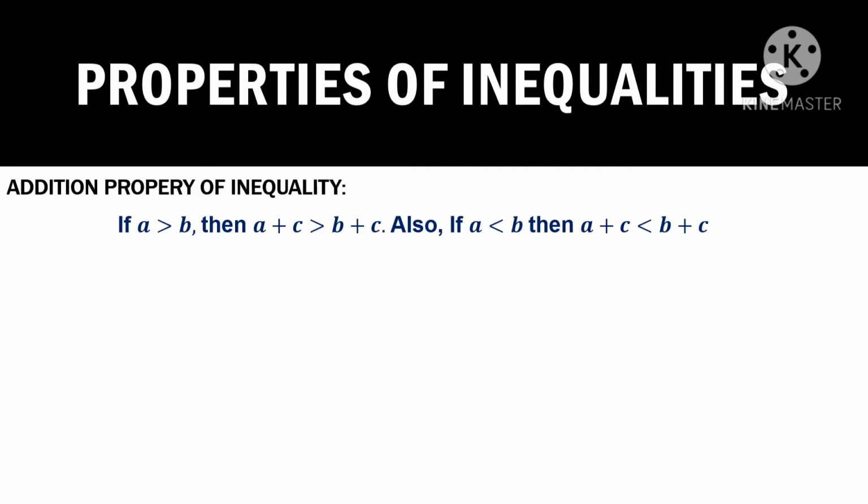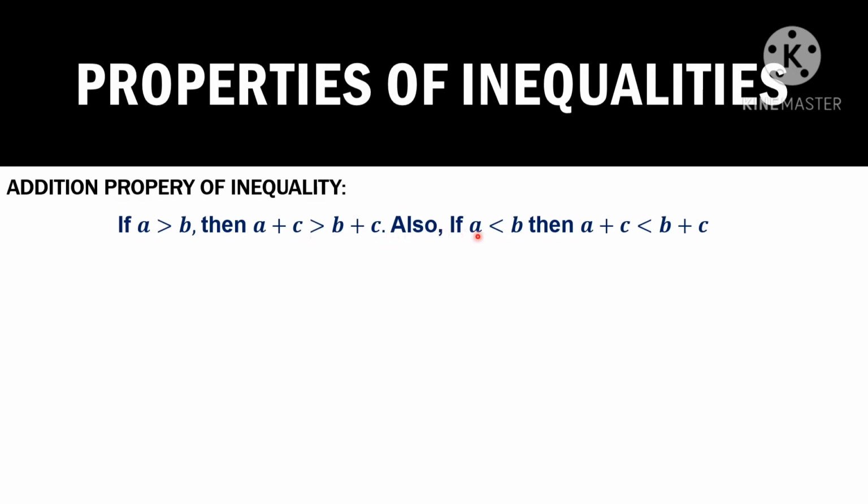Another property of inequality is addition property of inequality. So when we say addition property of inequality, if A is greater than B, then A plus C is greater than B plus C. So ibig sabihin nito, if the same number is added to both sides of the inequality, it will remain unchanged. Kahit yung number na in-add mo ay negative or positive, yung inequality ay hindi mababago.